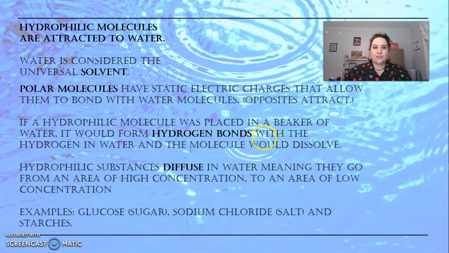Some examples of hydrophilic molecules include glucose, or sugar, sodium chloride, salt, and starches. Another common example of a hydrophilic molecule is acetylsalicylic acid, or aspirin.